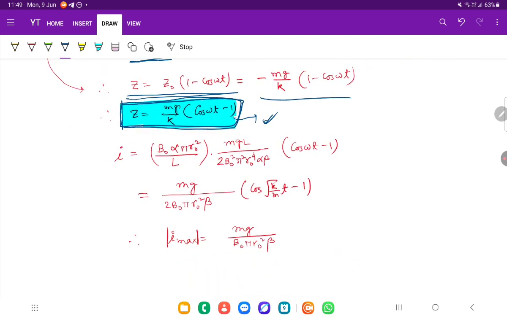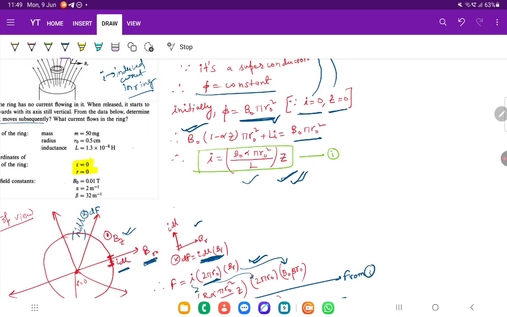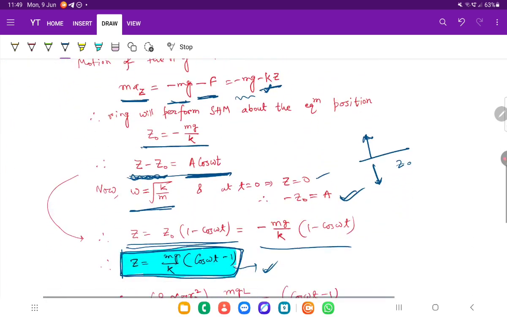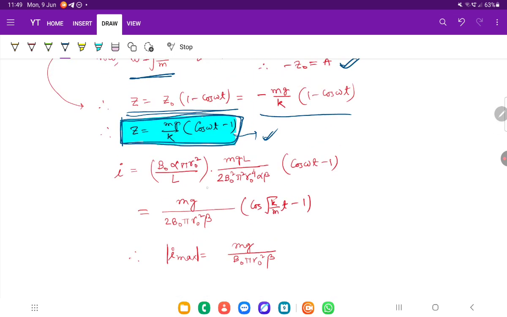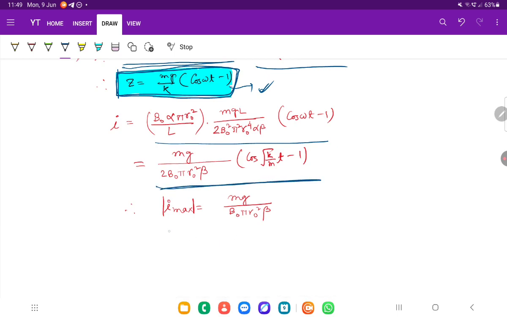And now we are trying to find out the current value. Then we'll again go back to equation number 1, this one. Here all the terms were constant, but z was unknown, so we will just substitute the z value as a function of time. So we have just substituted the z value here, and subsequently we have got this. This is the I max, maximum current value, but I will not calculate. You can calculate the numerical value. All the numerical values are given of m, B naught, r naught, and everything. But that's the concept, I guess. I mean, it's a good problem, I guess, mixing the electrodynamics concepts and SHM.